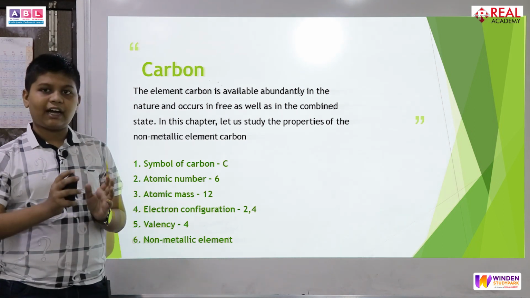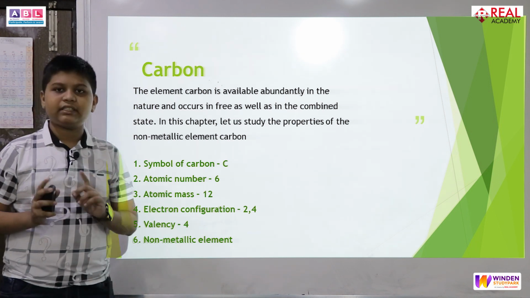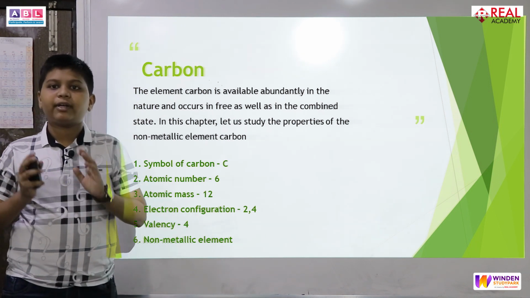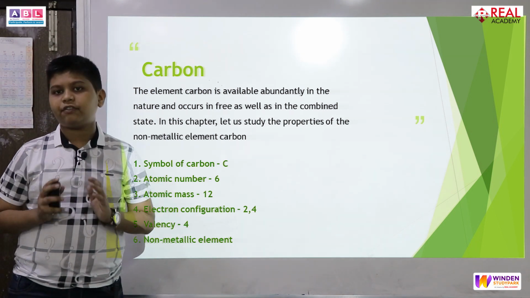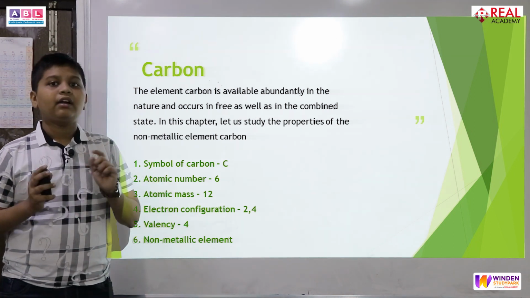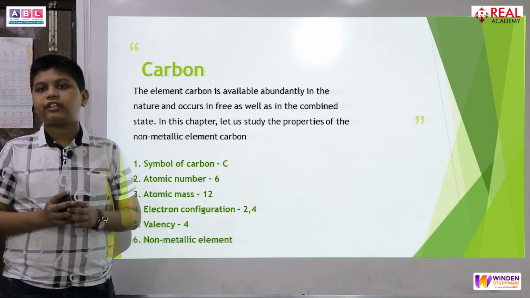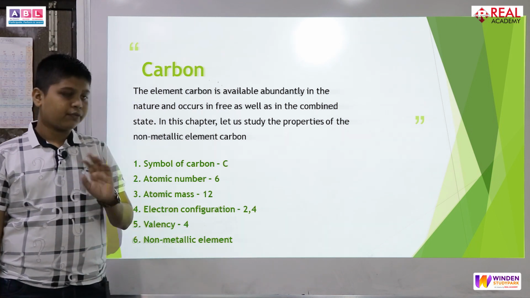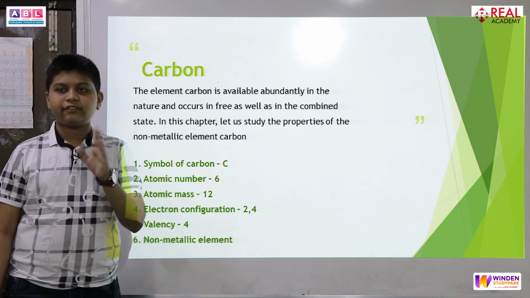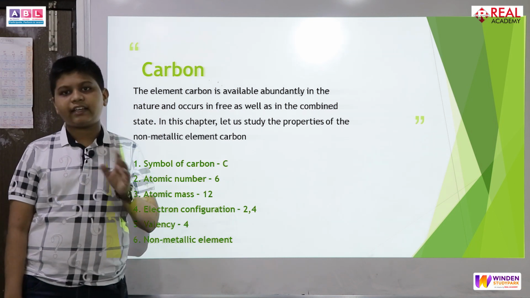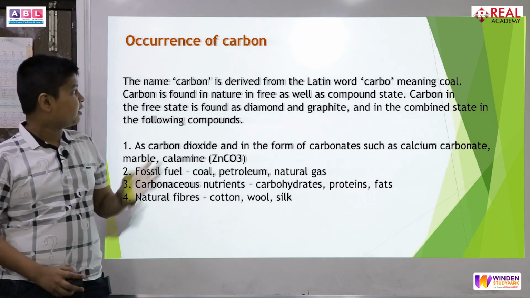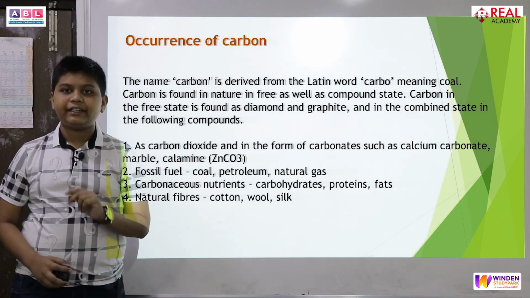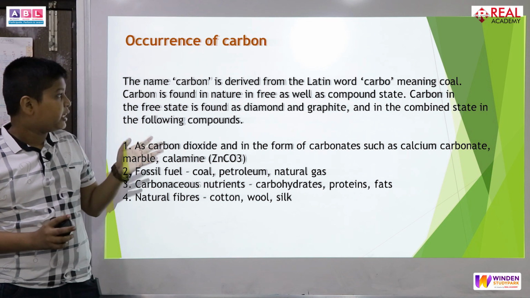As we know, the symbol of carbon is C. The atomic number is 6 and the atomic mass of carbon is 12. The electronic configuration of carbon is 2,4 and its valency is 4, meaning it can give or take 4 electrons. The name carbon is derived from the Latin word carbo, meaning coal.